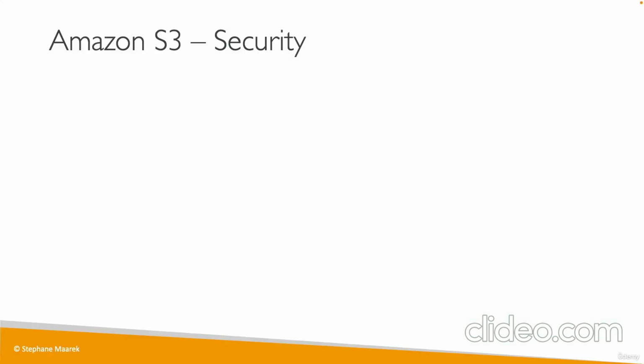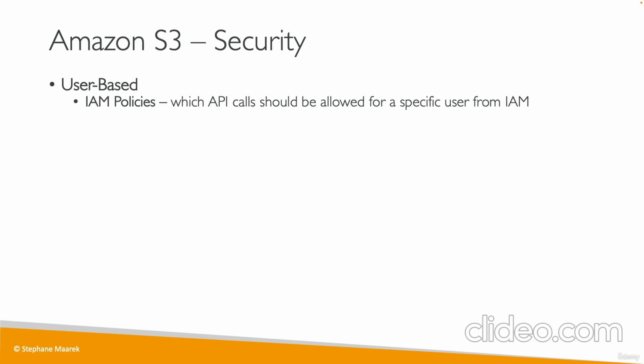So now let's talk about Amazon S3 security. The first part is user-based. So as a user, you can have IAM policies attached to you, and this IAM policy is going to authorize which API calls should be allowed for a specific IAM user.